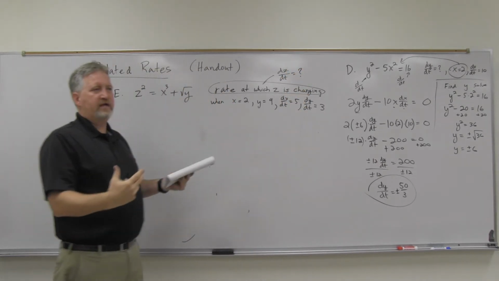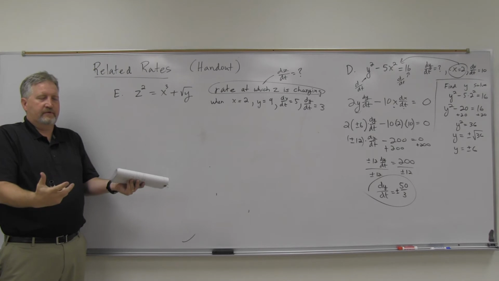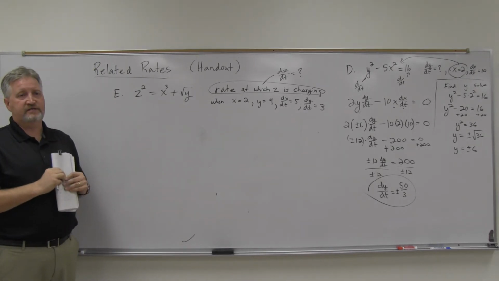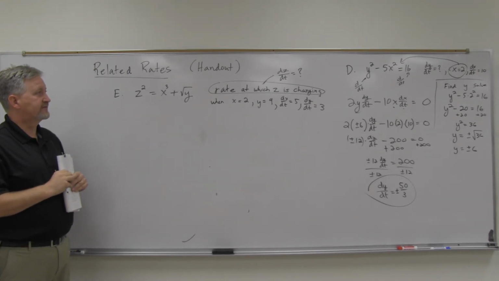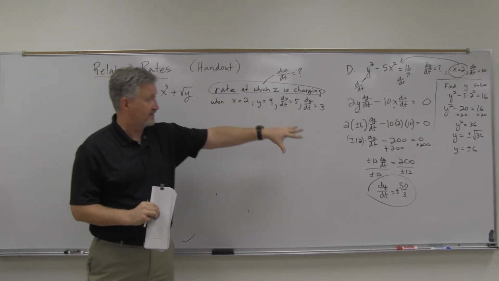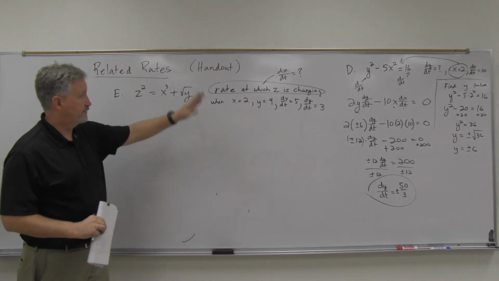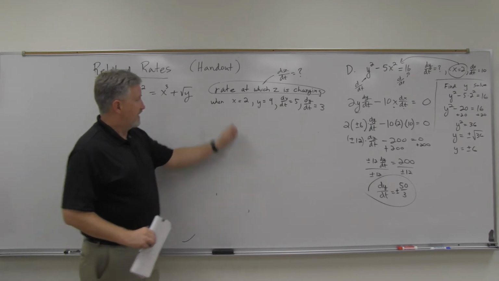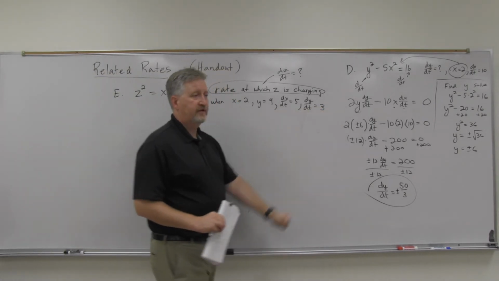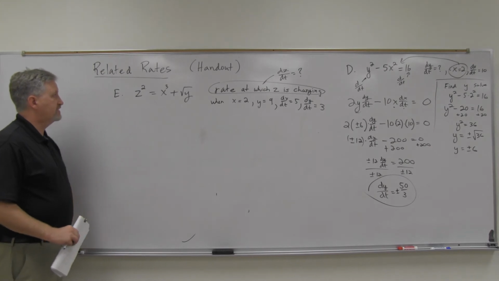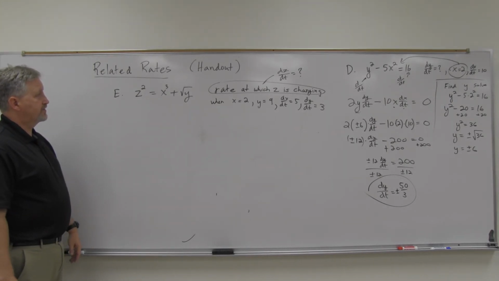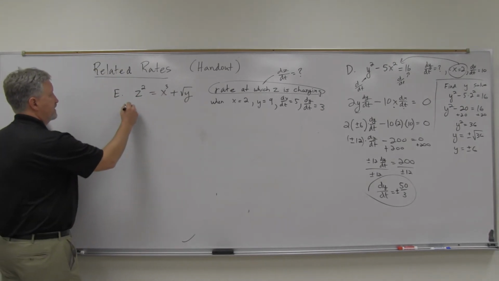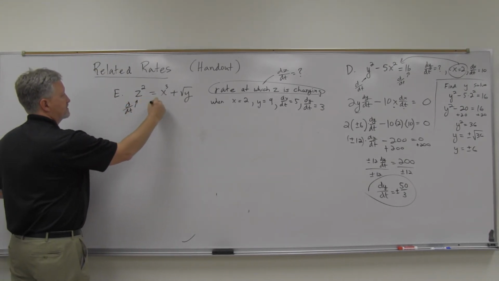So if I'm looking for a rate at which something is changing, I'm looking for the derivative of it with respect to, in this case, t. So this is much like previous problems. I'm looking for a derivative, in this case dz over dt. Then I've got particular values to plug in. This is our equation. So if I'm trying to find dz over dt, I need to do the derivative with respect to t on both sides to start this thing off.